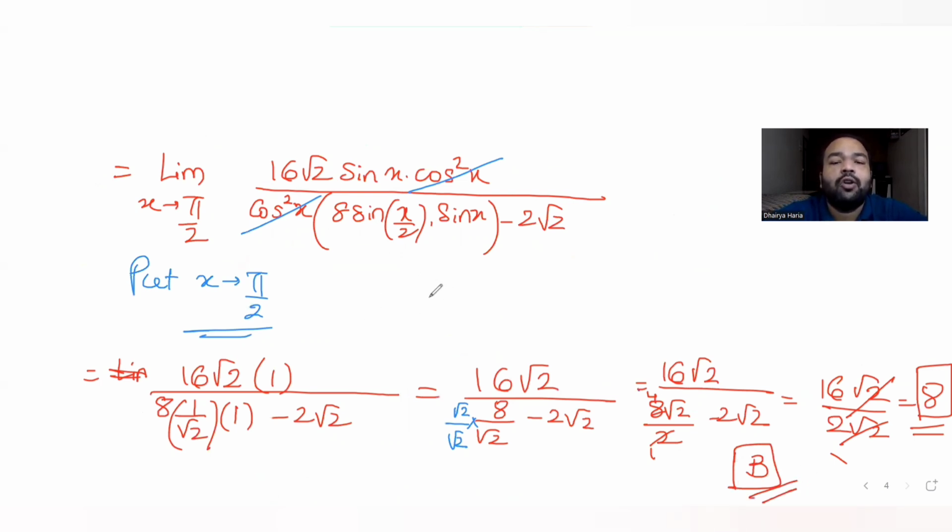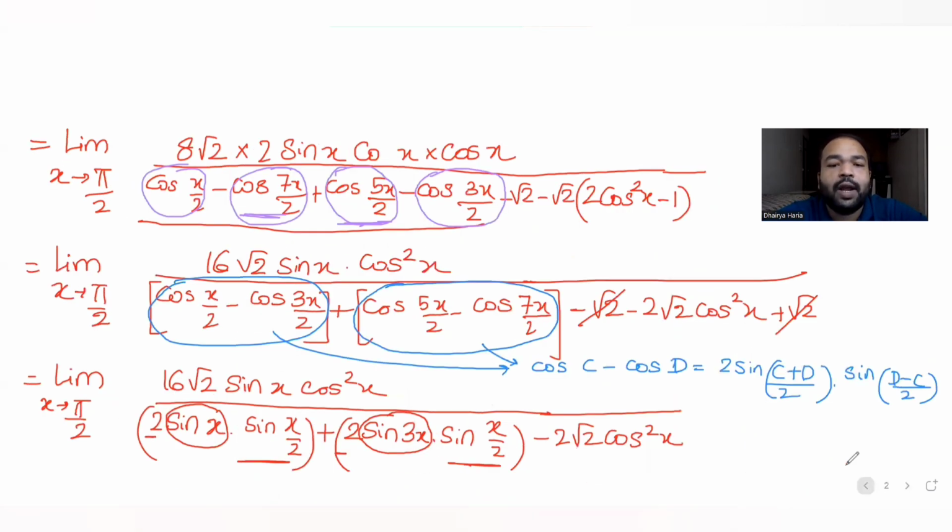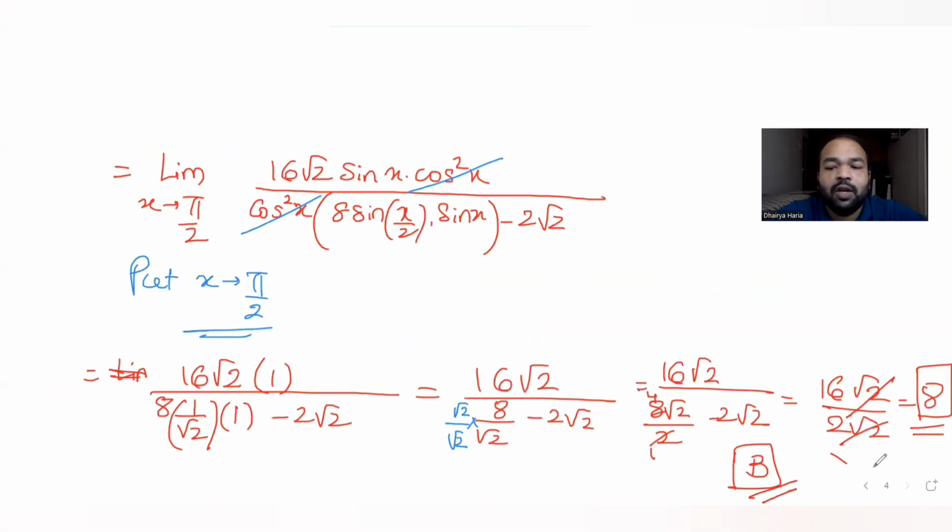I hope you have understood how to solve this question, right? Because it involves a lot of formulas from trigonometry, which you would have studied in compound angles as well, right? When we use double angles, we also used factorization and defactorization formulas to simplify our entire fraction that was given to us. And finally substituting x as pi by 2 gave the answer as 8, which is option B.